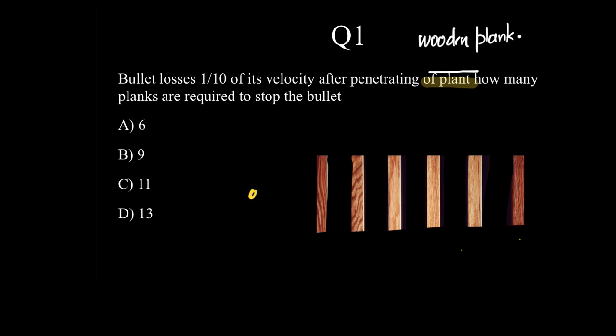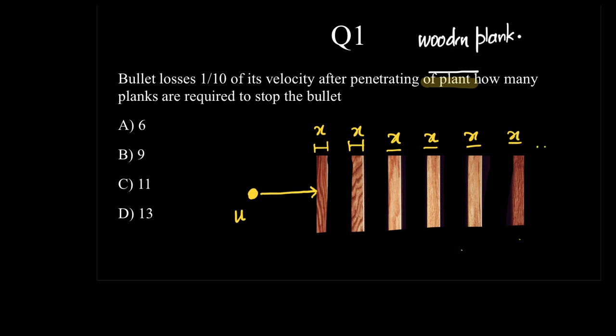Say this is the bullet, and it is first fired with velocity u. It hits the plank first. Let us say the distance covered, which is the thickness of one plank, is x. So this distance is x. This is also x, x, x, x, and we don't know how many x are there.